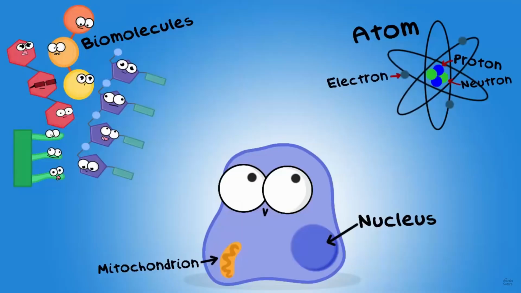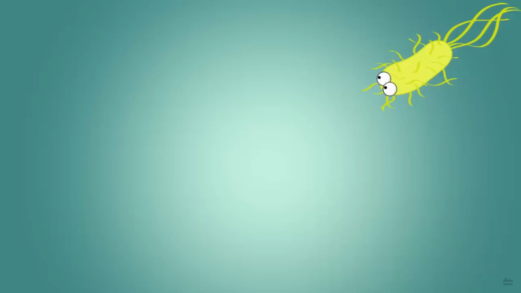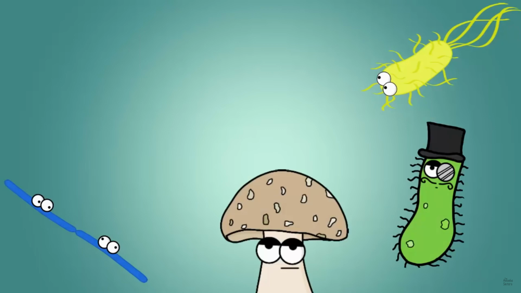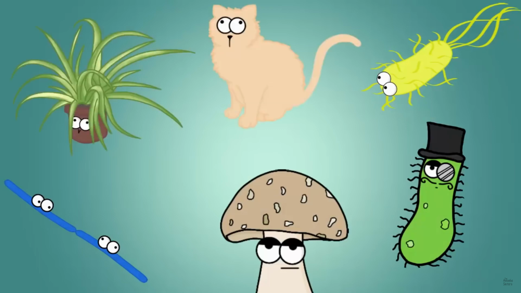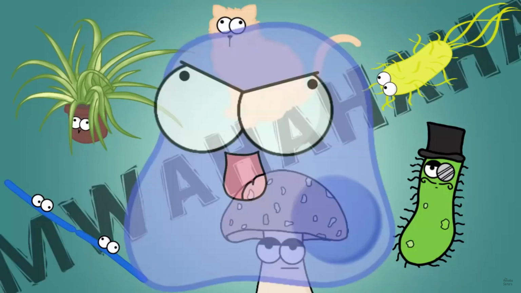You can even get smaller than atoms when considering subatomic particles. But for this video, we are going to start at the cellular level, a basic living unit. It doesn't matter whether you're talking about bacteria, archaea, fungi, protists, plants, or animals. If you're talking about something alive, you're talking about something made up of one or more cells.